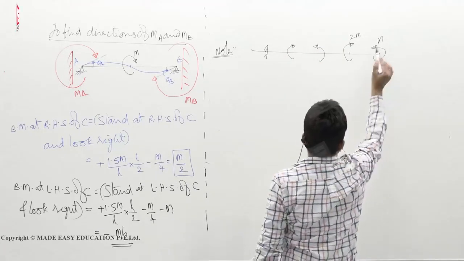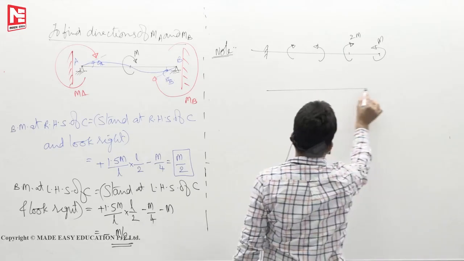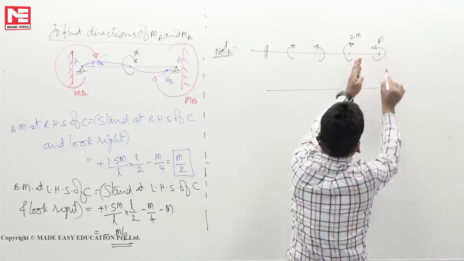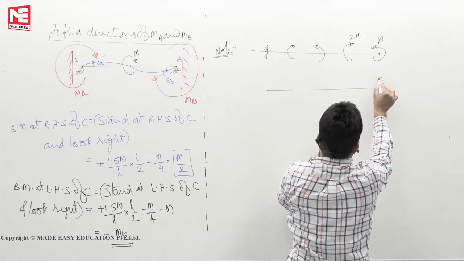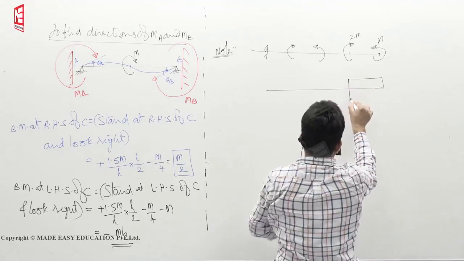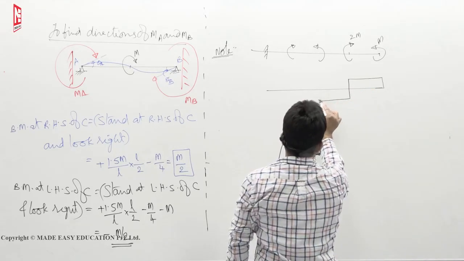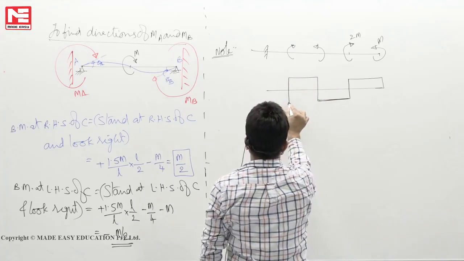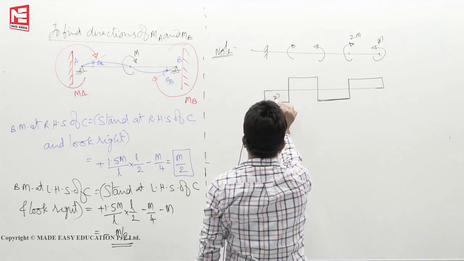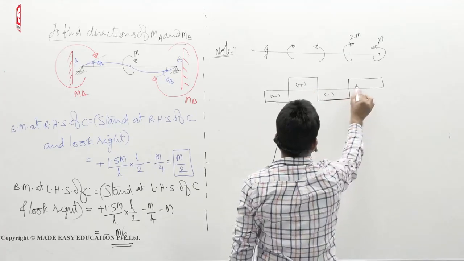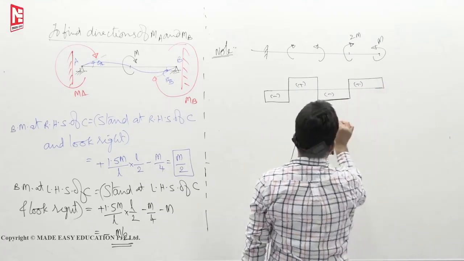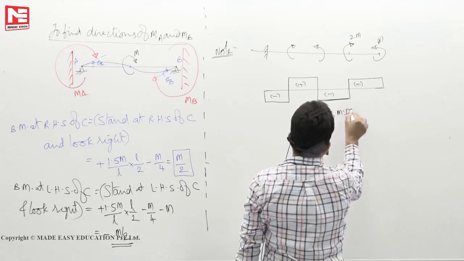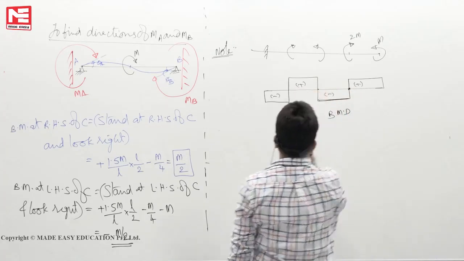Then what will happen? Bending moment diagram. See, section right side anti-clockwise positive, plus M up to here, then 2M goes like this, then this minus M, it can go up to here, like this it can come. This is a possible bending moment diagram. So the number of POC is 1, 2, 3.